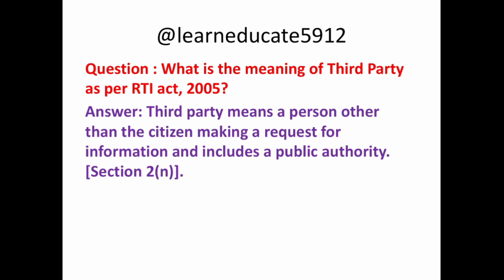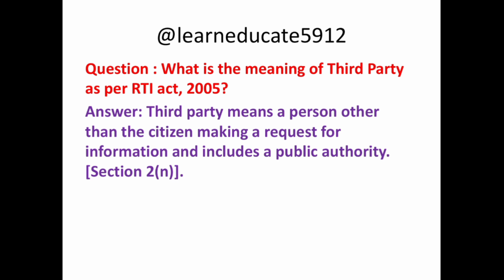Here, the first major term is third party, along with citizens and public authority. We have studied previously that the objective of the Right to Information Act is to promote transparency by dissemination of information to the citizens, and it empowers the citizen. The right to impart and receive information is a kind of freedom of speech and expression, where Article 19, clause 1, subclause (a) of our Constitution guarantees to all the citizens of India freedom of speech and expression.